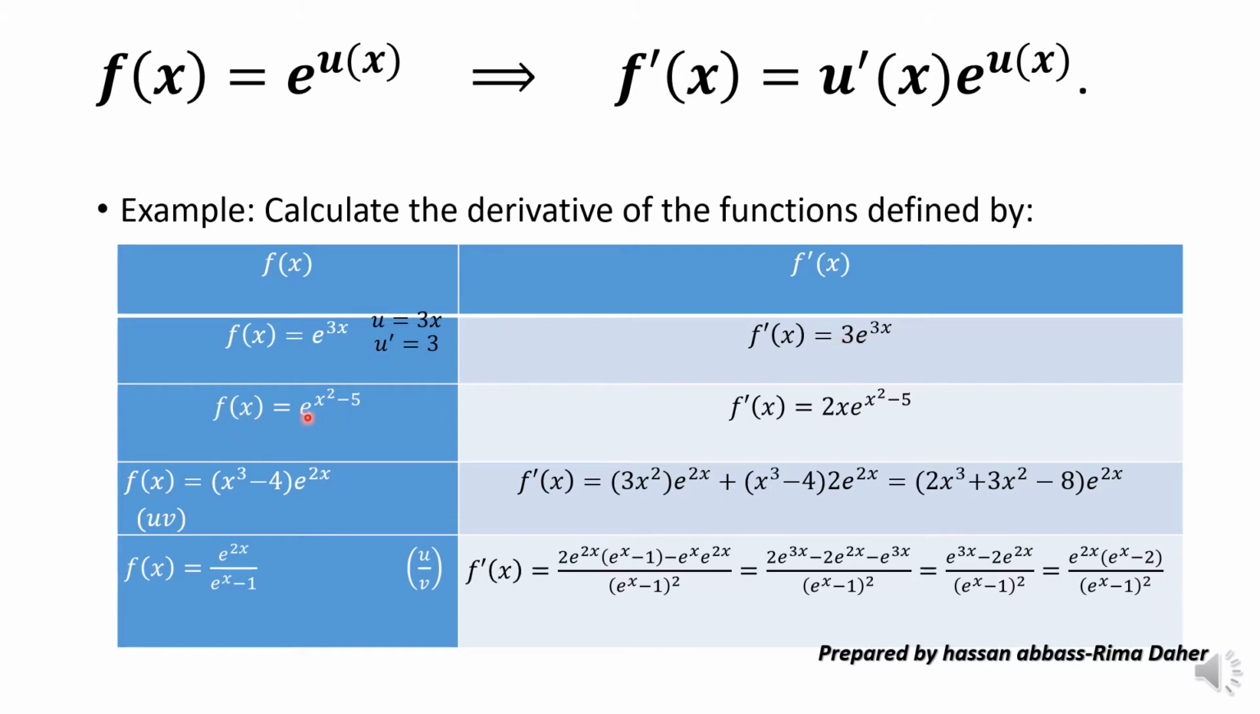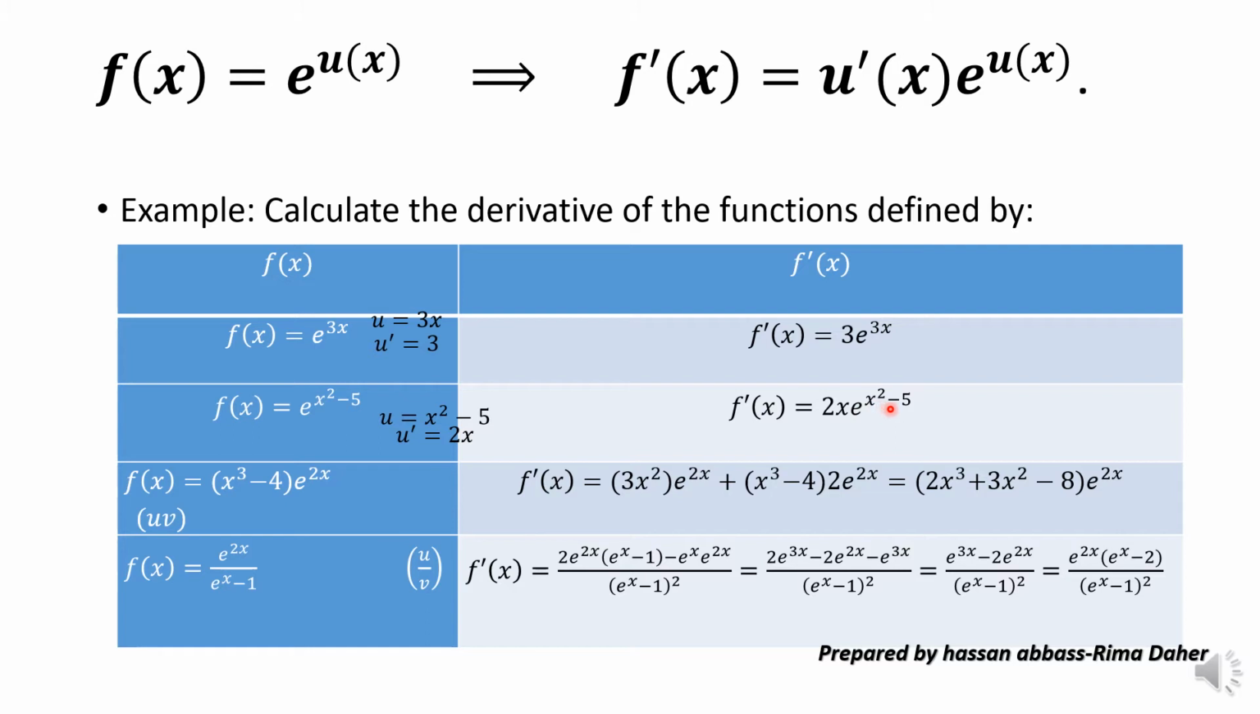If f of x equal exponential x squared minus 5, this function is in the form of exponential u, where u equal x squared minus 5 and u prime equal 2x. Then f prime of x is in the form of u prime e^u, f prime of x equal 2x e^(x squared minus 5).